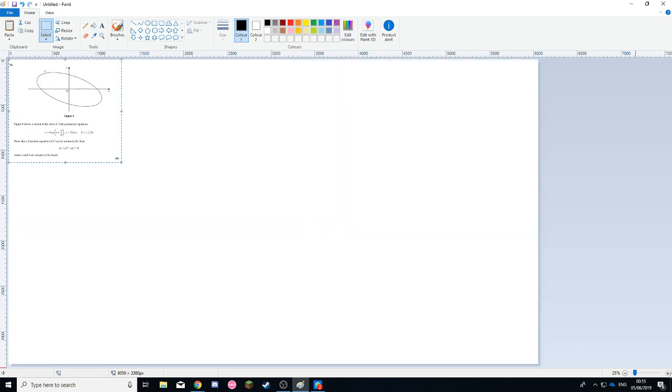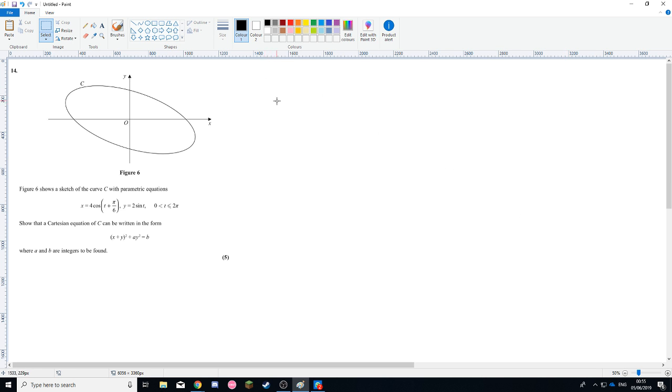Okay, that's good. How do you know when to do it, math? Okay, I'll answer that, I'll get back to that after I finish this quick time. So, show that a Cartesian equation of C can be written in the form that.